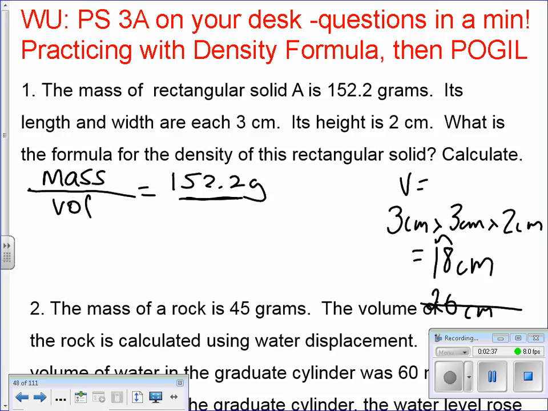But I'm not doing that because this is not my final answer. I don't care about the volume right now. I care about the density. So I'm taking the 18, placing it over here. So now, at this point, I'm going to get my final answer, right? How many sig figs should it be reported to? 2, because this is the one that's 2 sig figs. That's the limiting one. This one's got 4. So I'm going to take 152.2 over 18.